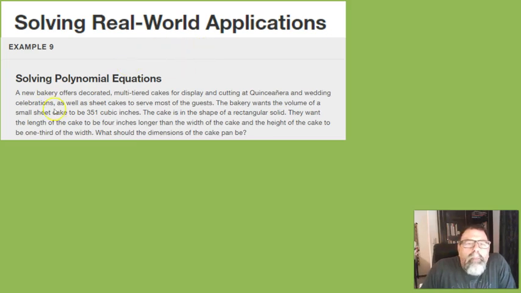Okay, and on to the last learning objective: solve real-world applications of polynomial equations. Example 9. A new bakery offers decorated multi-tier cakes for display and cutting at quinceañeras and wedding celebrations, as well as sheet cakes to serve most of the guests. The bakery wants the volume of a small sheet cake to be 351 cubic inches. The cake is in the shape of a rectangular solid. They want the length of the cake to be 4 inches longer than the width, and the height of the cake to be 1/3 the width. What should the dimensions of the cake be?